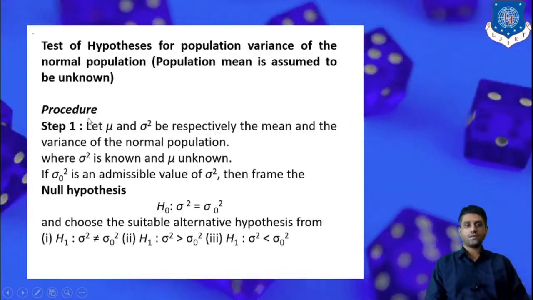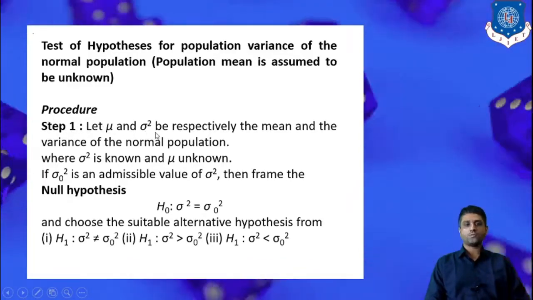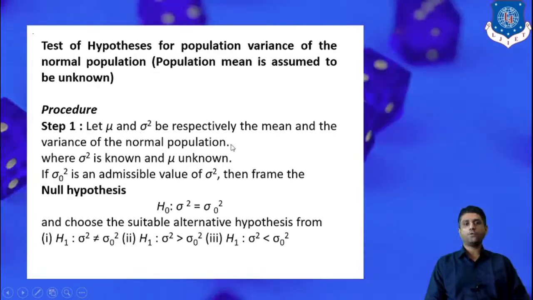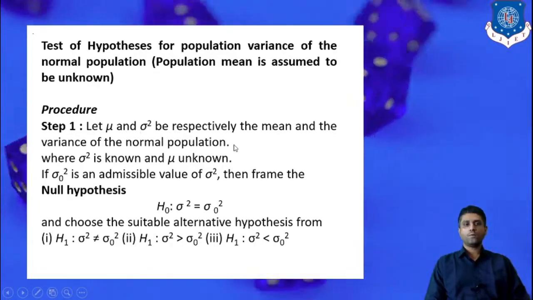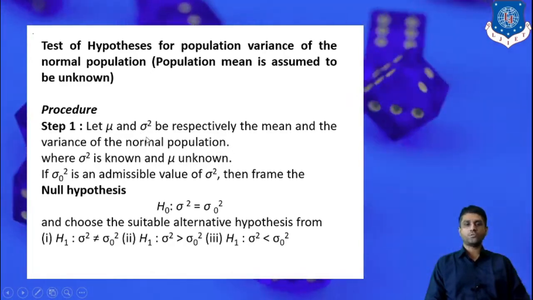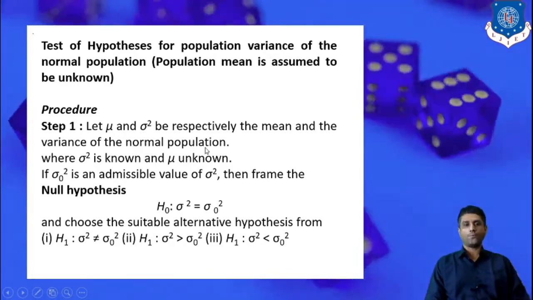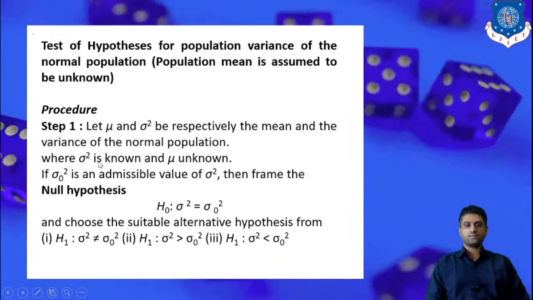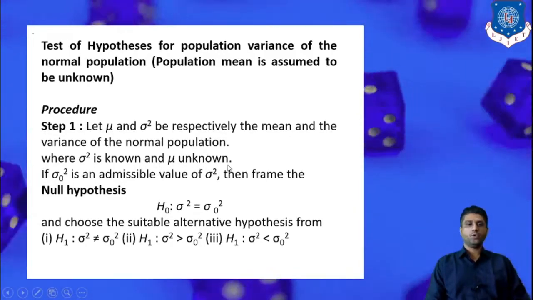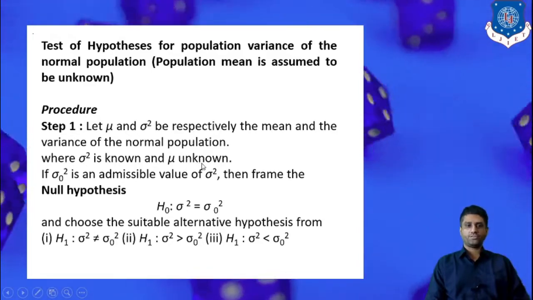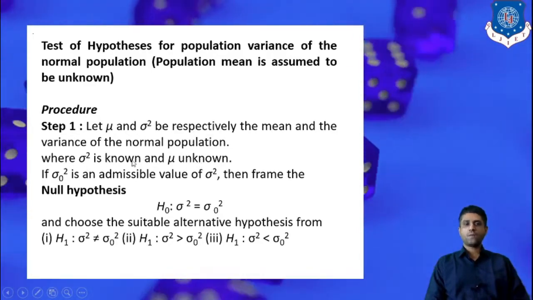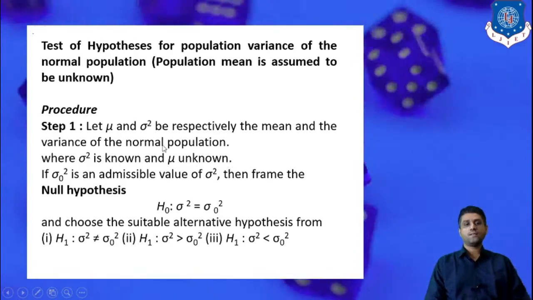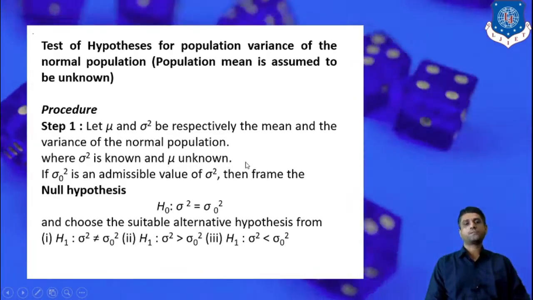Let's start the procedure. Let mu and sigma square be respectively the mean and variance of the normal population. Remember one thing: the chi-square distribution also follows the normal population, where sigma square, that is the variance, is known and the mean is unknown. These are the main characteristics of the chi-square distribution.